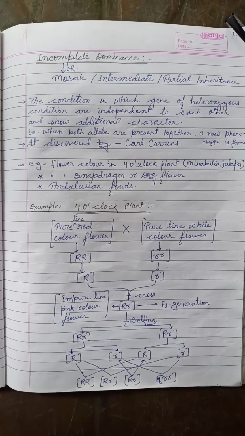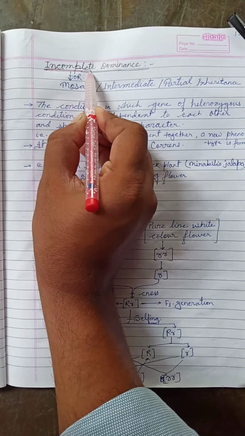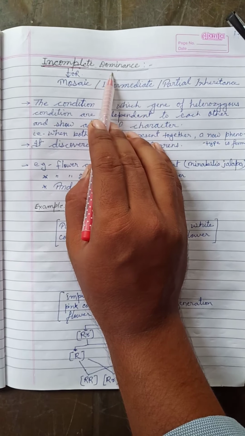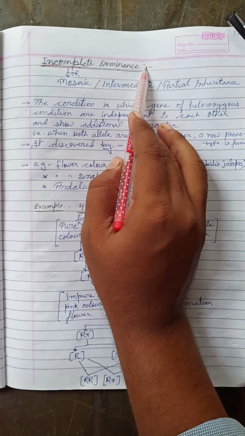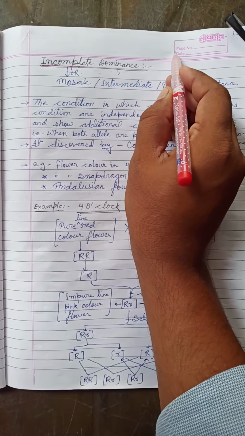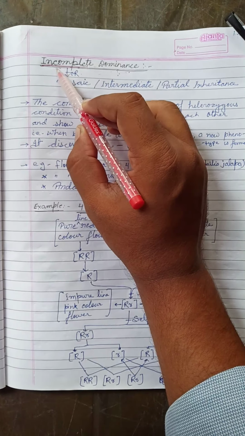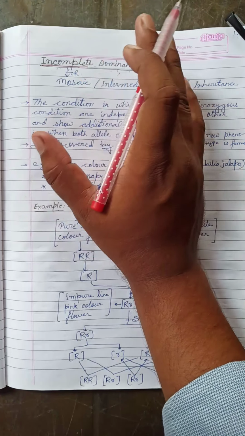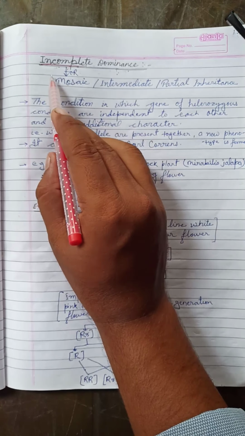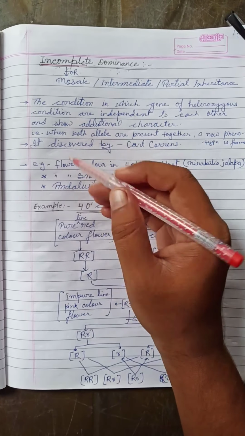Here the clarity comes from the name of the heading: incomplete dominance. We already know about dominance, that means a dominant gene has the capacity to suppress the other gene, and that is called dominance. Incomplete dominance means the other gene is not fully suppressed, that is why it is called incomplete. It is also known as intermediate or partial inheritance, or mosaic inheritance.